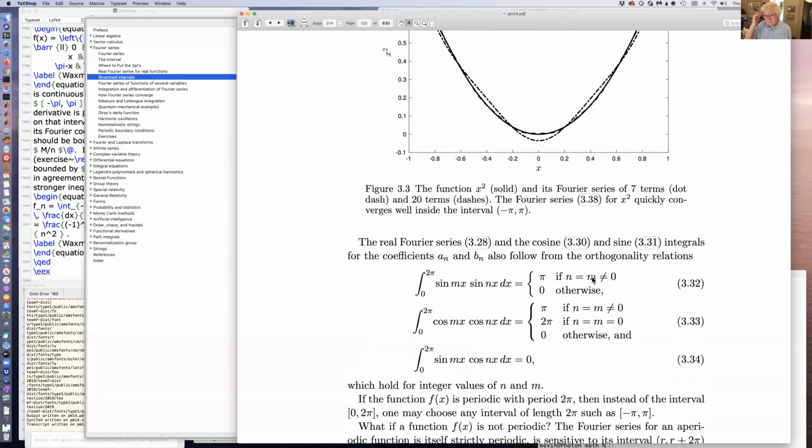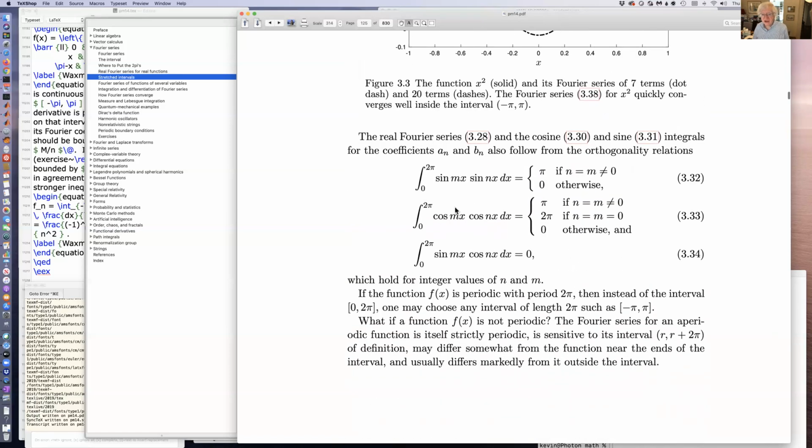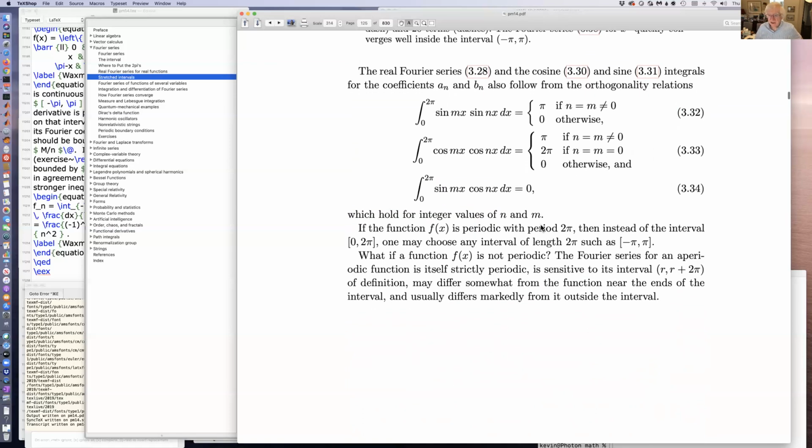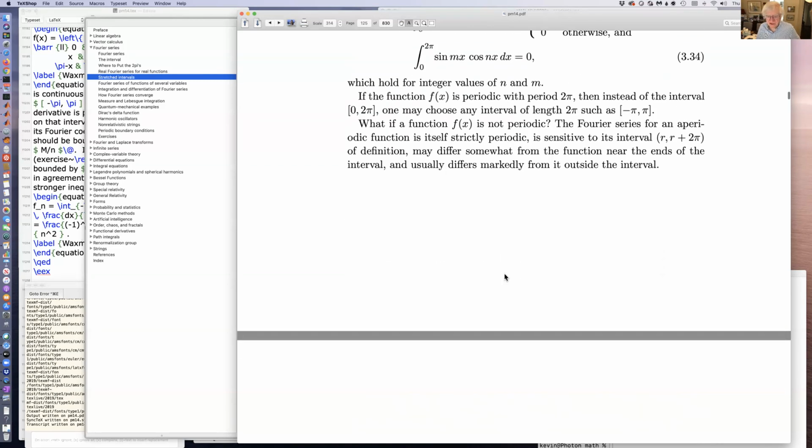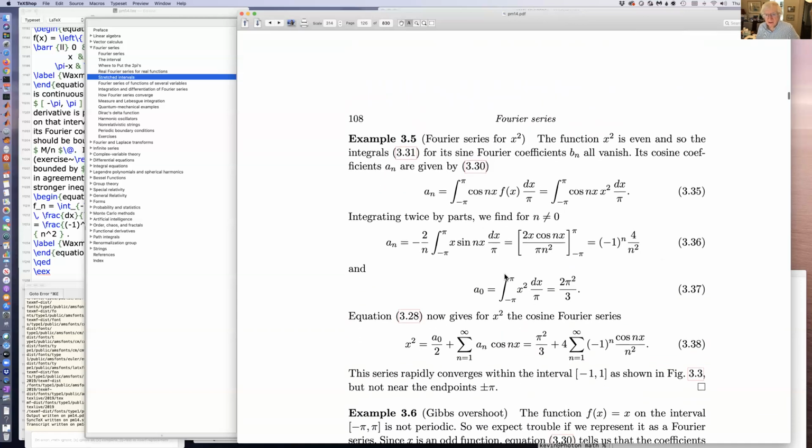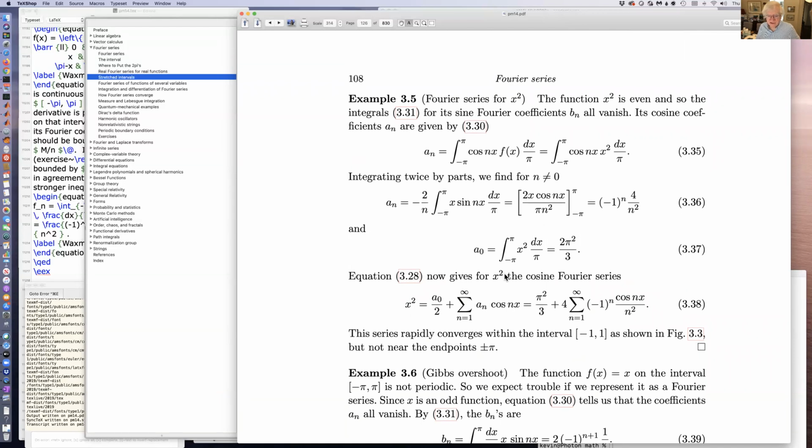Okay. You can also derive them from the orthogonality of the sines and cosines. And if the function is periodic with period 2 pi, you can choose any old interval and you'll have the same Fourier coefficients and so forth. If the function is not periodic, then the Fourier series depends upon what the interval is, and you get a different Fourier series in each case. Or you may get a different one in each case. In general, you do.